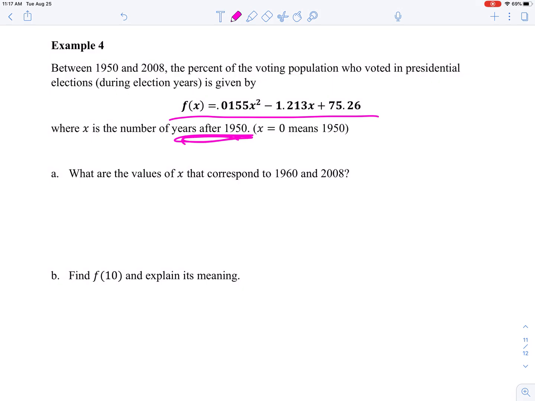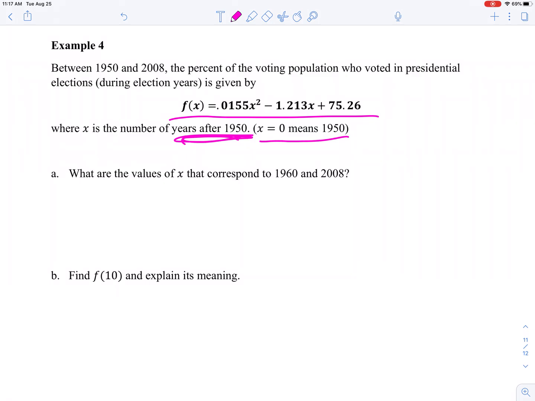Whenever you have a word problem of any type in math, read it a couple times. Make sure you know what they're talking about. In other words, what they're saying is x is the number of years after 1950. So if they said what percent of people voted in 1950, the answer is plug in a 0. It's the percentage. So that's important.